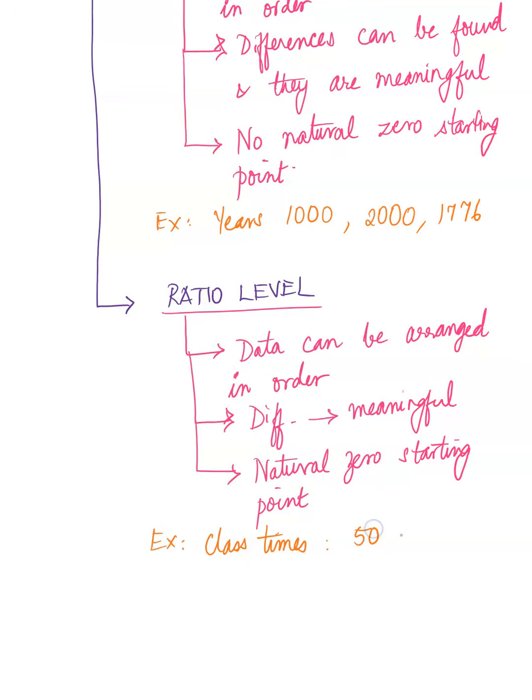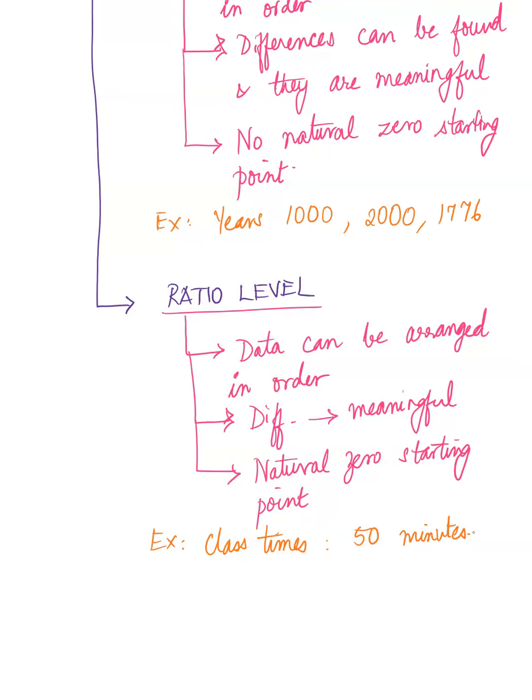If I say the class times are 50 minutes, you know that there was a natural starting point, right? So it was from 2 p.m. to 2:50 p.m. So we know that natural starting point was 2 p.m. That class did not exist or operate or begin before that, right? So there is a natural starting point. If it is for 100 minutes, whatever, right?